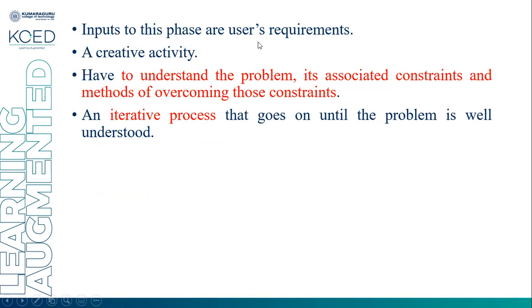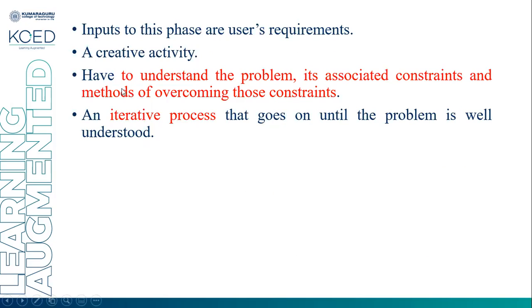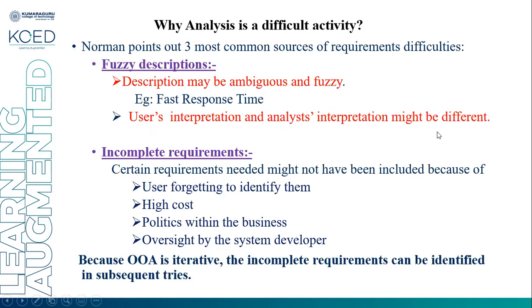Input to this phase are user requirements. User requirements are input to the analysis phase. It is a creative activity: how to understand the problem and associated constraints and the methods of overcoming those constraints. The analyst has to understand the problem and the constraints in the problem, and the methods of overcoming those constraints should be properly captured. It is an iterative process. It goes on until the problem is well understood.